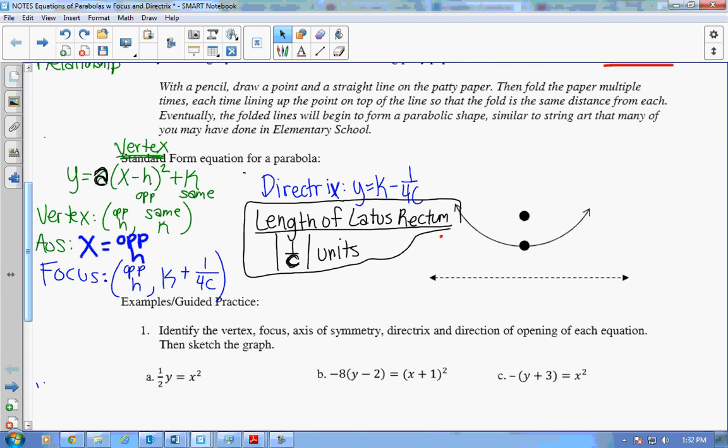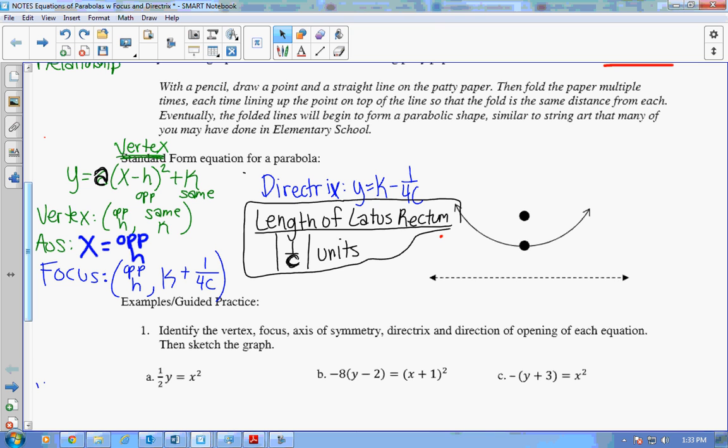Horizontal shift, and we always think if it's contained within the grouping, we think opposite. What does the K do to the graph? Vertical shift, and it's after the squared is over, so that is same. Opposite, same. And it's not standard form. Cross out the word standard and put vertex form. It is called vertex form because we can see the vertex right there. Opposite, same, that's your vertex.